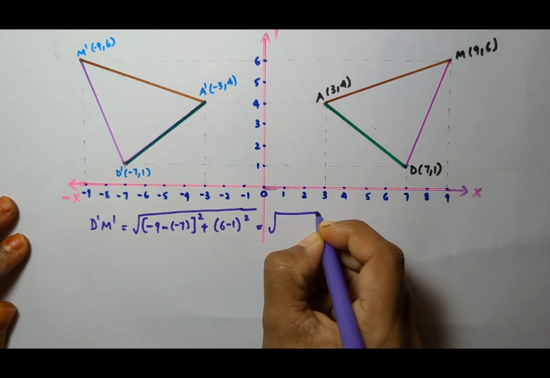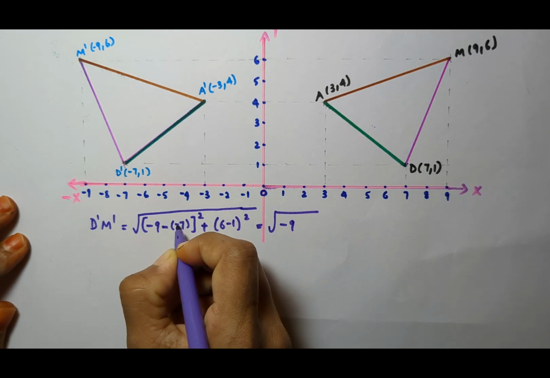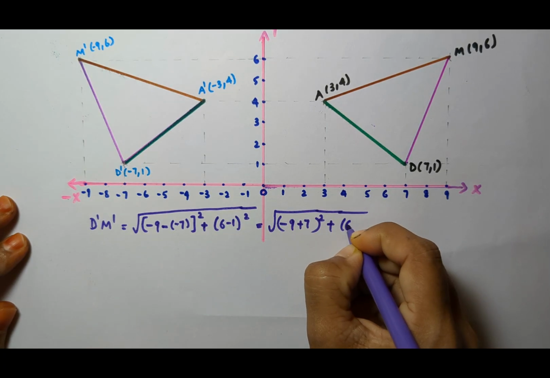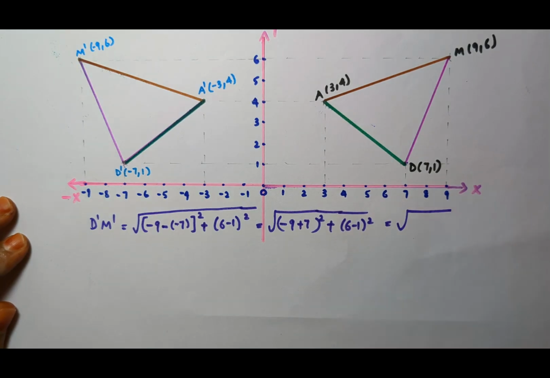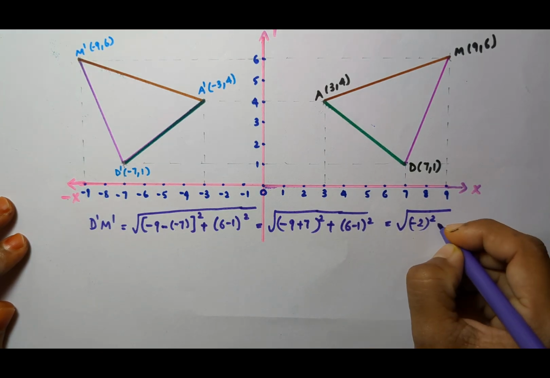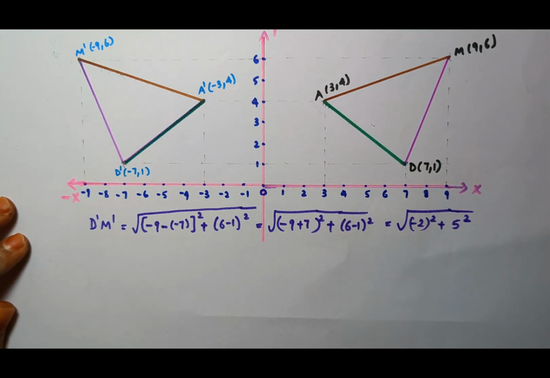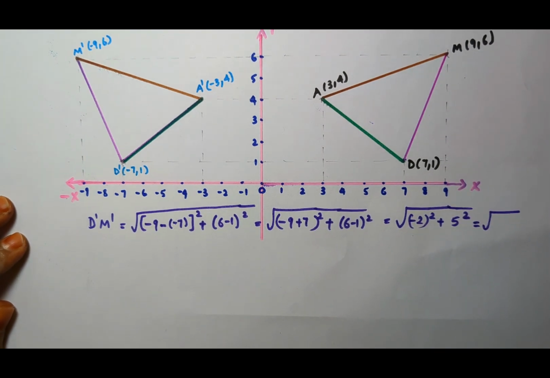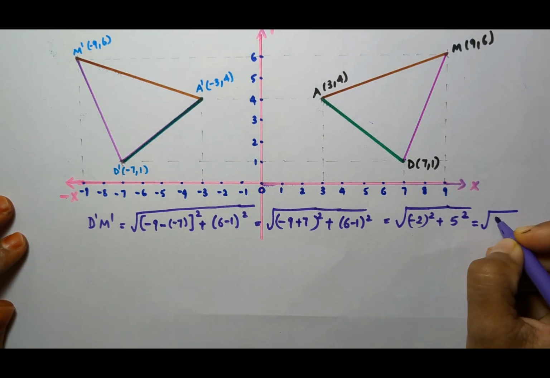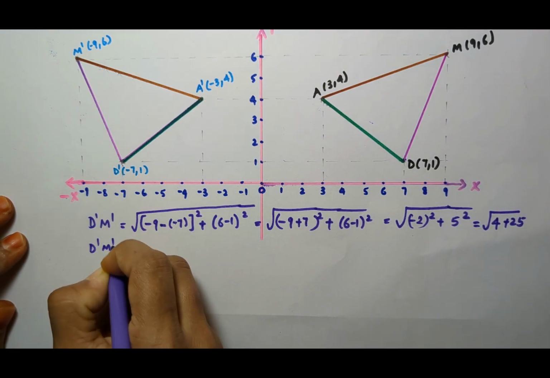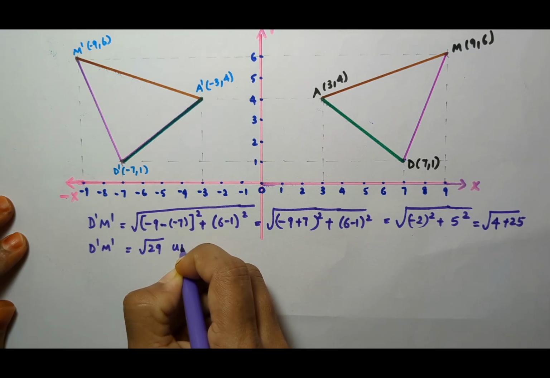That is equal to square root of minus 9, minus into minus becomes plus, so plus 7 all square plus 6 minus 1 all square. This can be written as square root of minus 9 plus 7 is minus 2, so minus 2 all square plus 6 minus 1 is 5, so 5 square. Minus 2 all square means minus square is plus, so plus 2 square, that is 4, plus 5 square is 25. So when we do this, we get D dash M dash equals square root of 29 units.